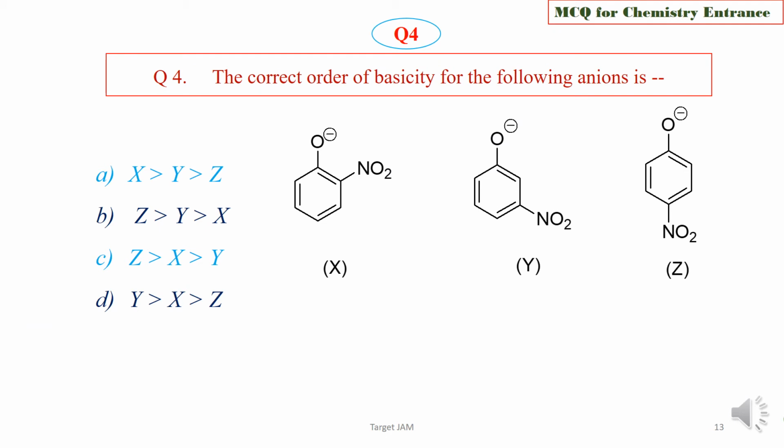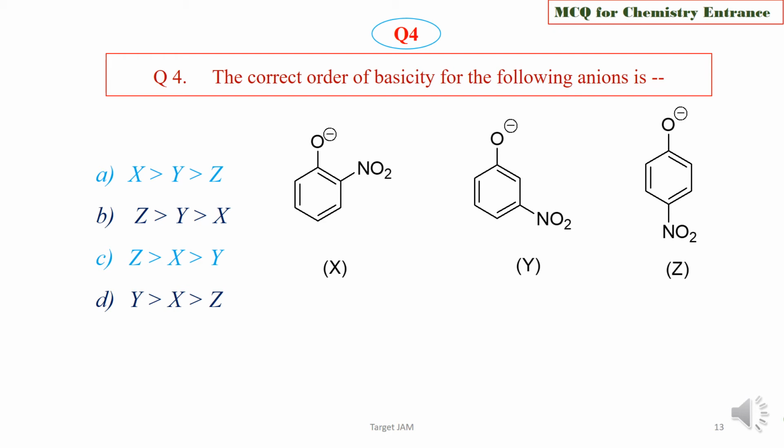Question 4. The correct order of basicity for the following anions. See, there are three anions X, Y and Z. You have to find the correct order of basicity. X greater than Y greater than Z, or Z greater than Y greater than X, or Z greater than X greater than Y, or Y greater than X greater than Z. Choose the correct order of basicity of the following anions.